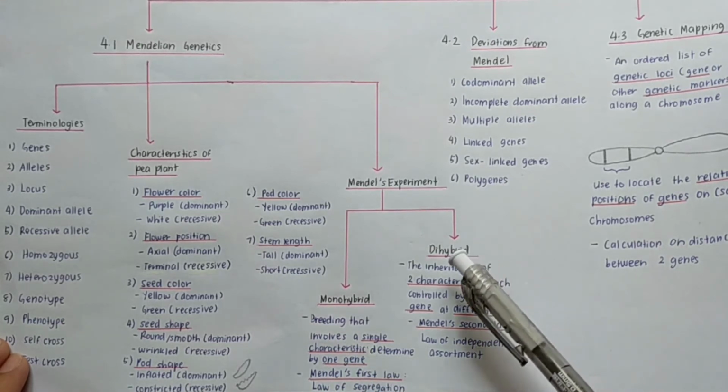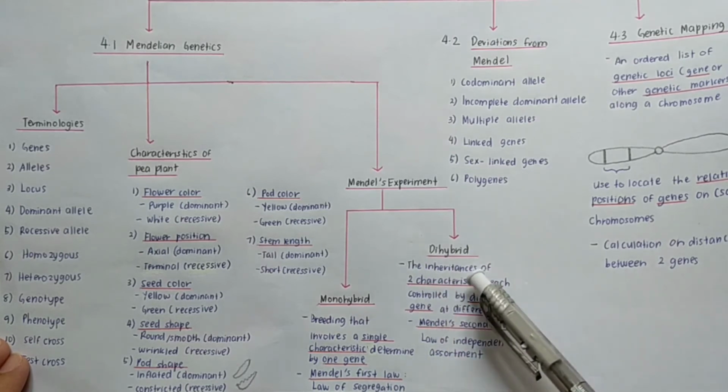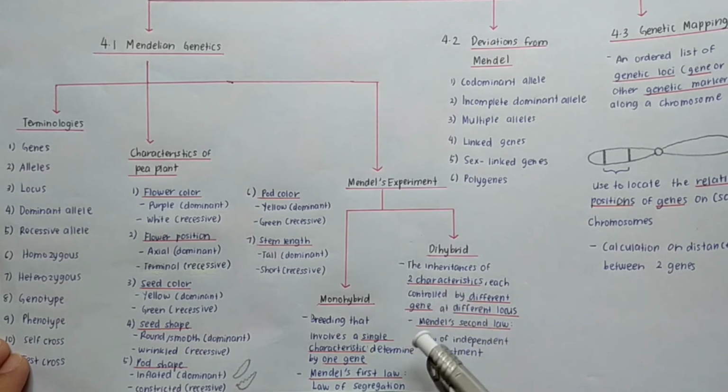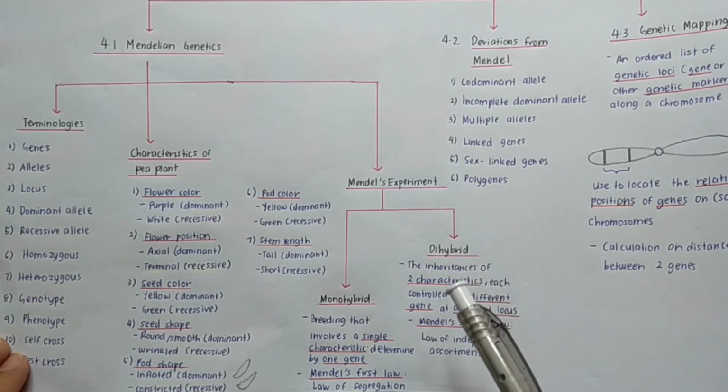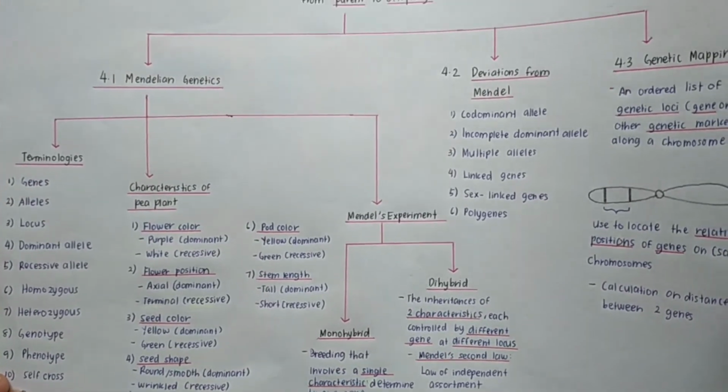For dihybrid, di means two, so it refers to the inheritance of two characteristics, each controlled by a different gene at a different locus. Yang ni nanti kita akan discuss dengan lebih detail. For dihybrid cross, you can relate it to Mendel's second law, which we call the law of independent assortment. So this is about subtopic 4.1.